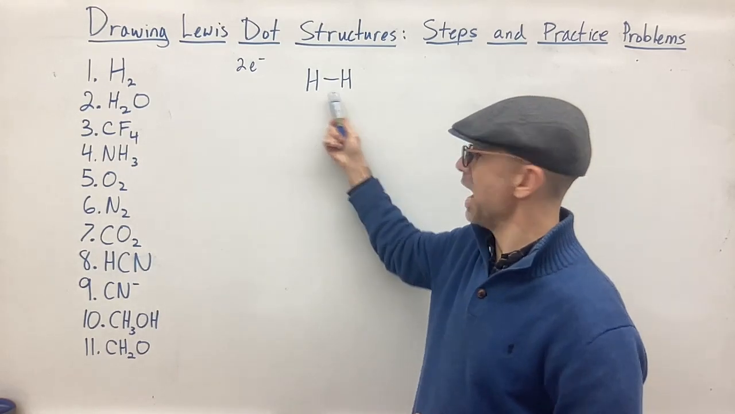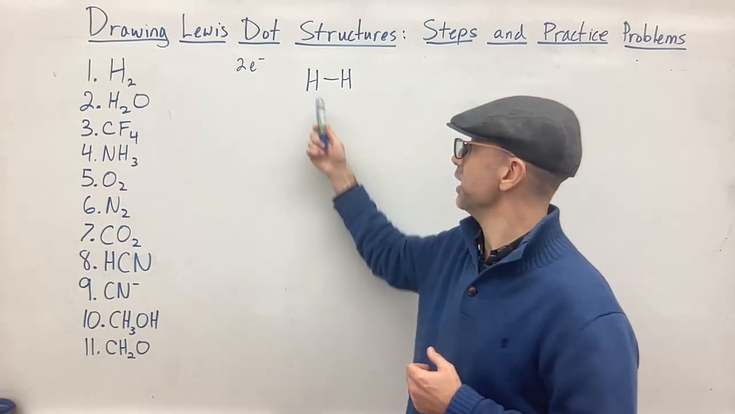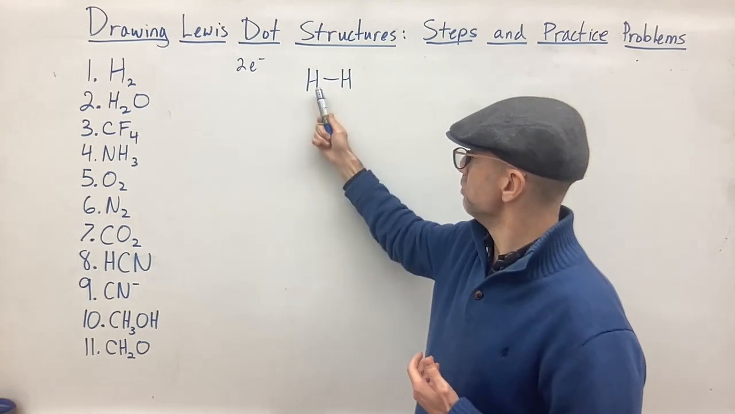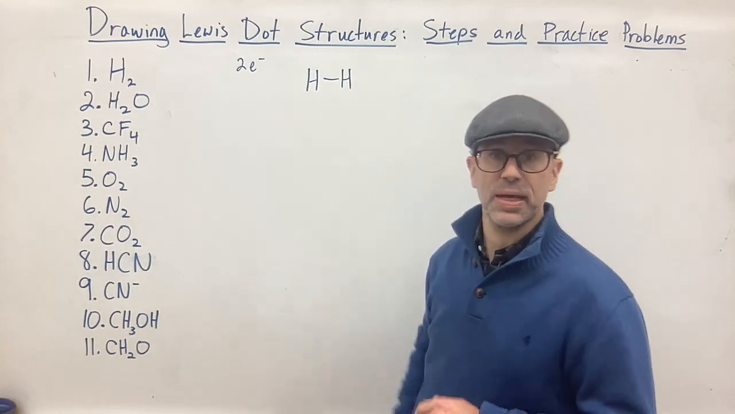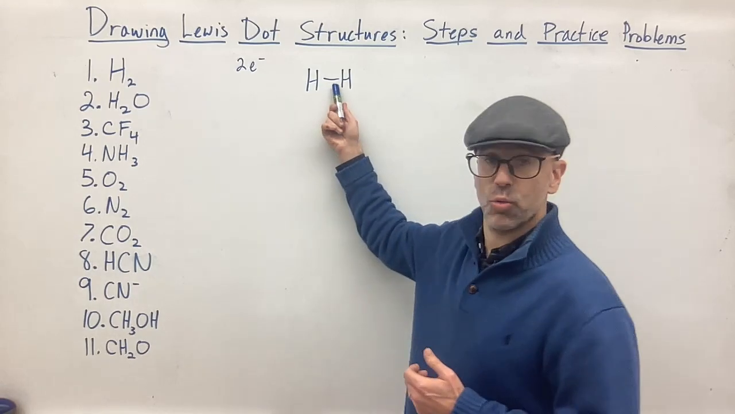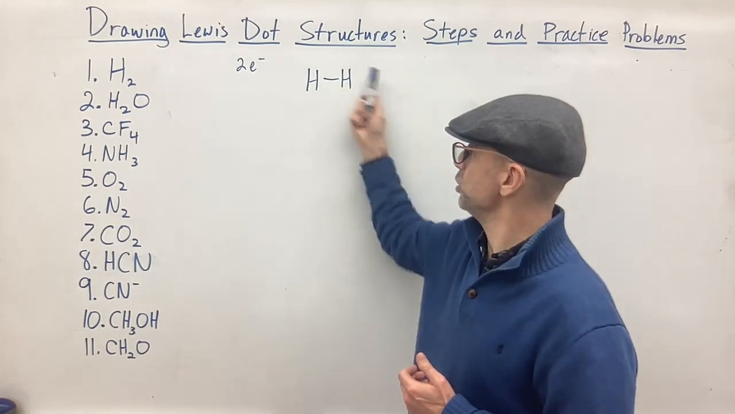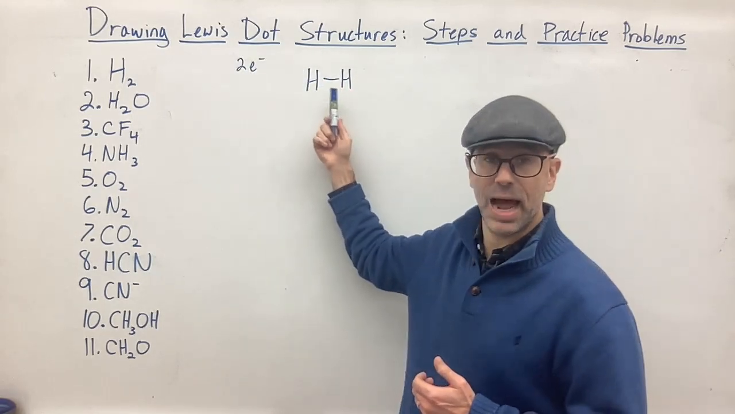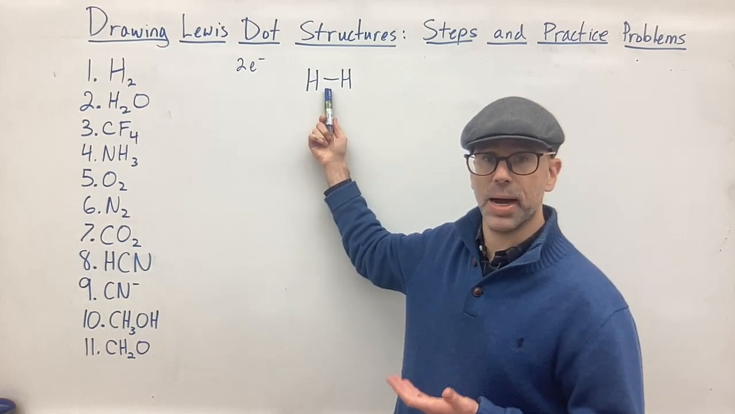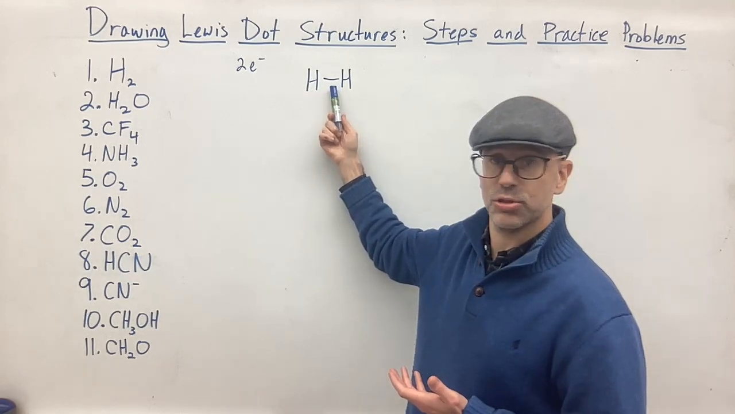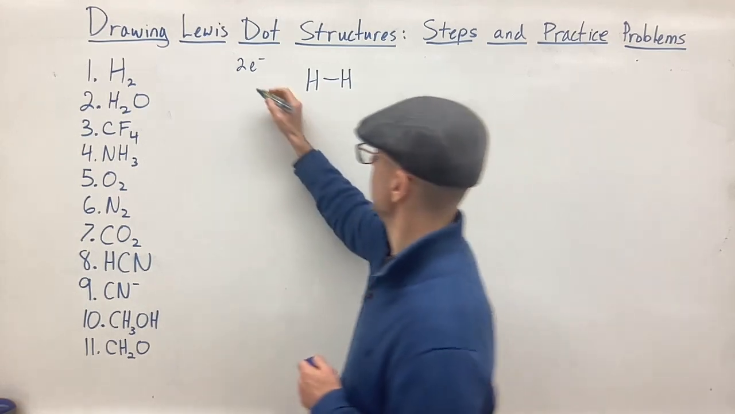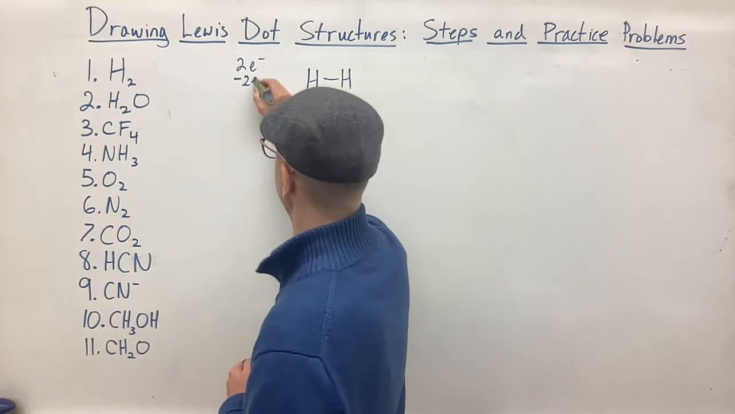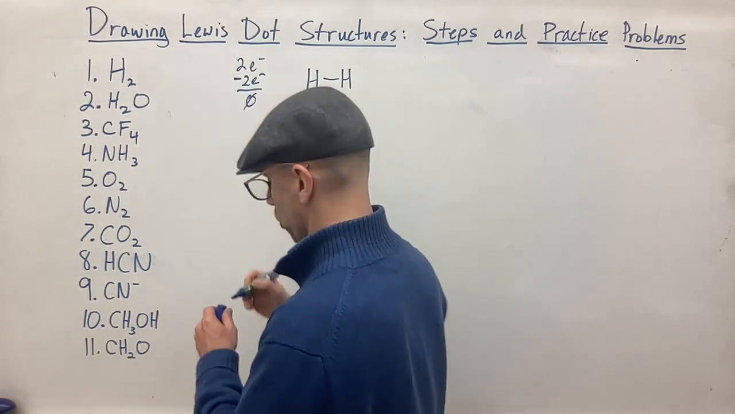Now, I don't have a central atom here since I only have 2 atoms bonded to each other. So this is my skeletal structure. So step 1, sum up your electrons. Step 2, skeletal structure. And now I'm going to subtract out the electrons from the bond that I used to create the bond. Since there's 2 electrons in every bond, I'm going to subtract out the 2 electrons, and I have no more electrons.